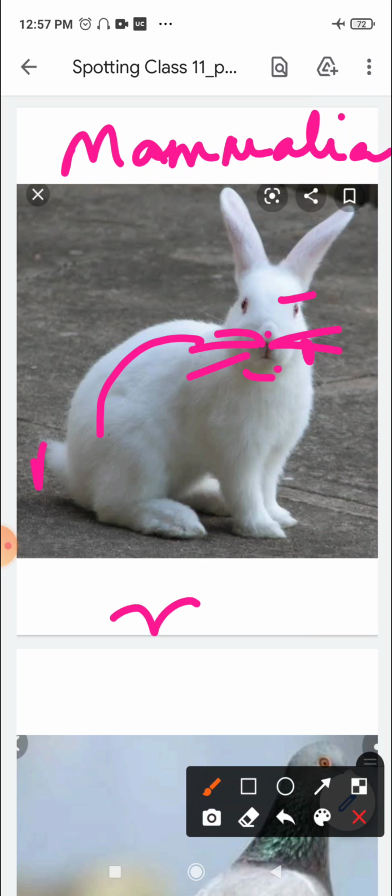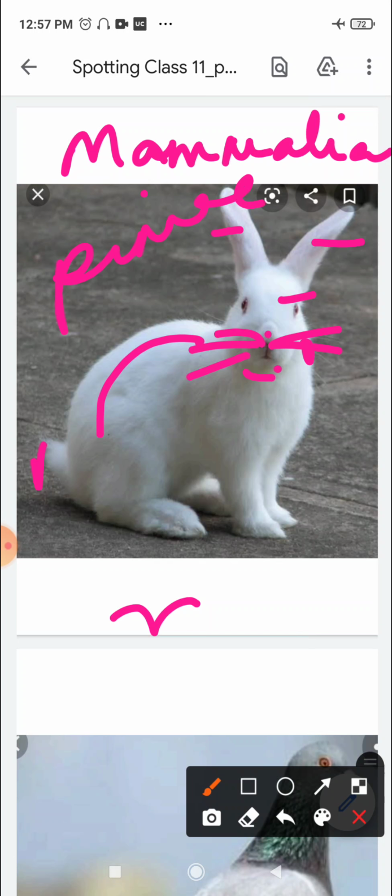There are two large movable pinnae, that is the ears, the external ears. They are large and they can move around. When they have to listen to some noise, they can move their pinnae. The eyes are pink in color. I am sure you must have seen the eyes of the rabbit, which are pink in color.